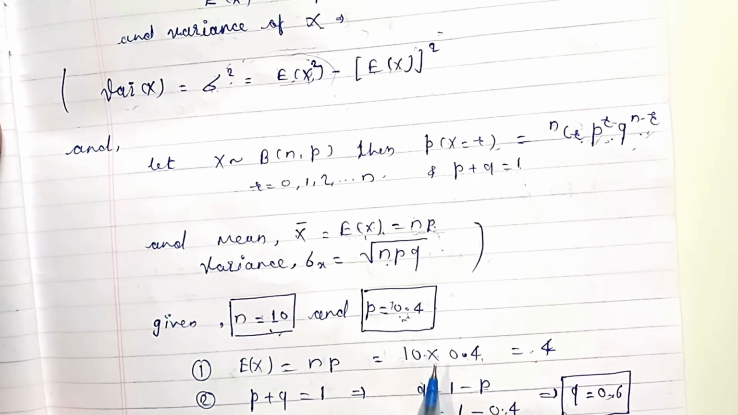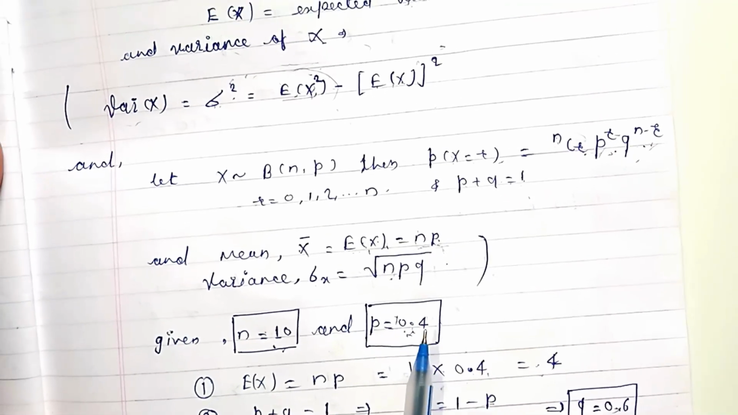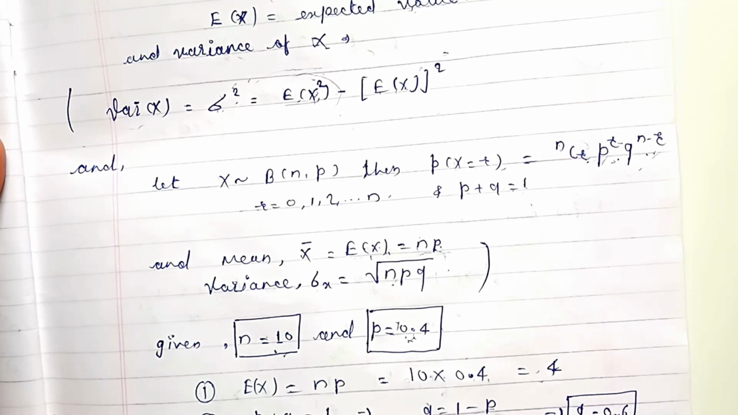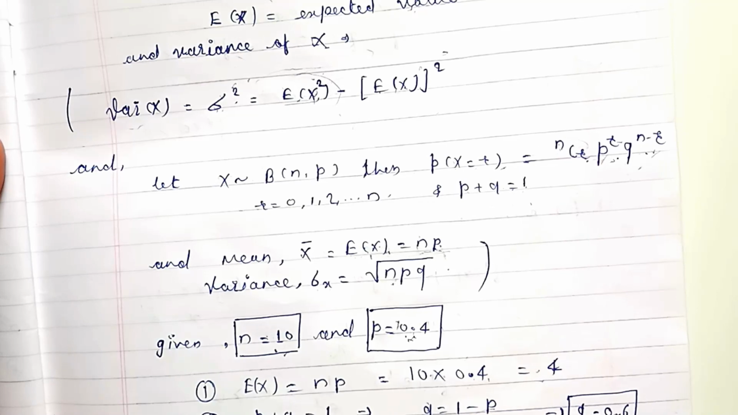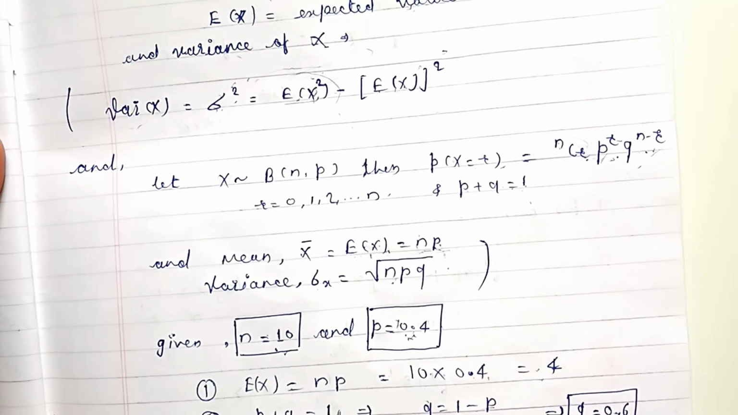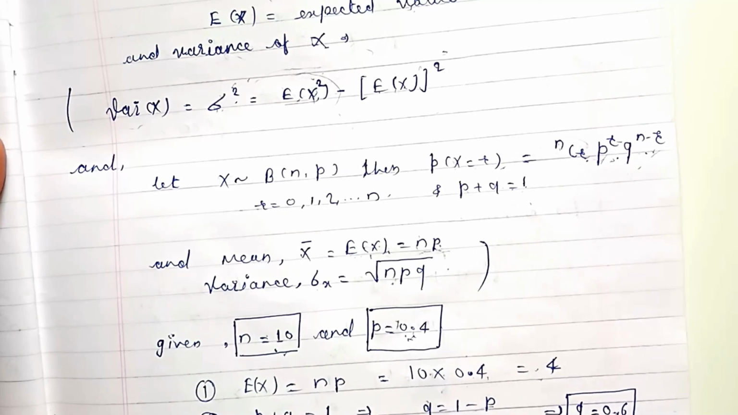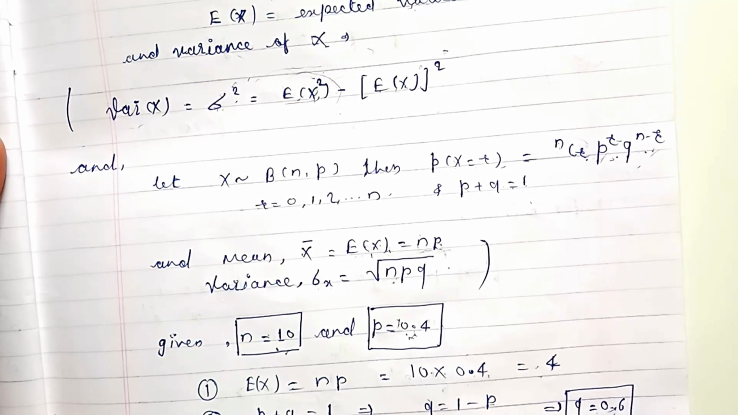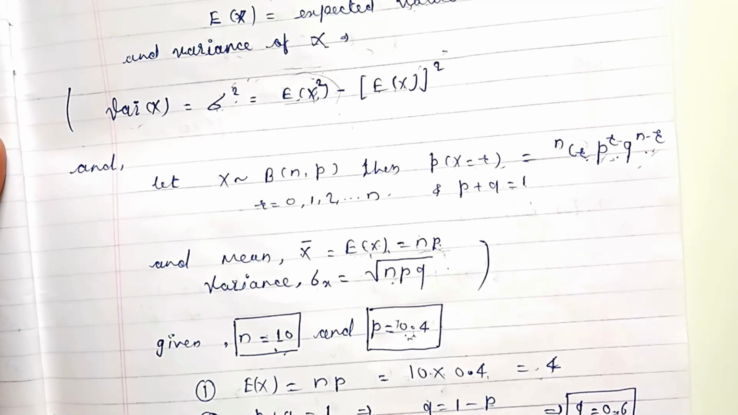Okay, and we are given the value for p, which is 0.4, and we want the value for q. So for finding q, we can write p plus q equals 1. That means q is equal to 1 minus p, so 1 minus 0.4. So q automatically will be 0.6. Okay, it's quite easy to find out the value for q.